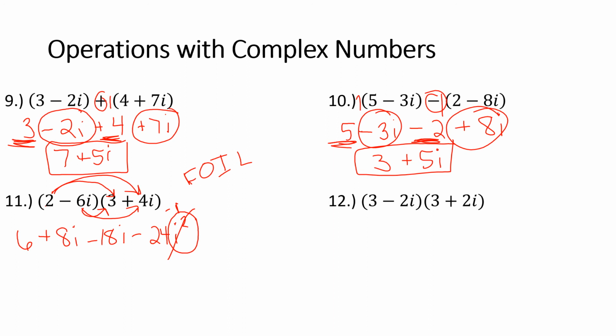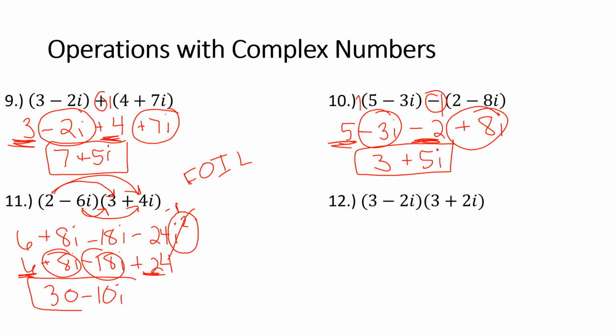Now, what's negative 24 times negative 1? Positive 24. So I'm going to bring all this down real quick. 8i minus 18i plus 24. If you plug in a negative 1 where that i squared is, negative 1 times negative 24 is positive 24. Now clean this up a little bit. The real numbers go together. 6 plus 24 is 30. And 8 minus 18 is going to be negative 10i. That is our final answer.